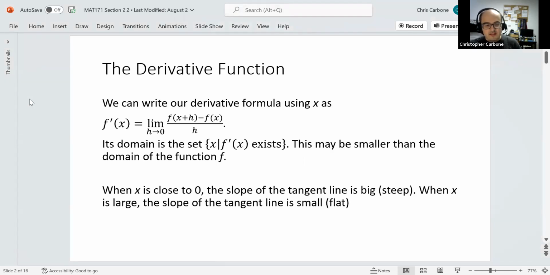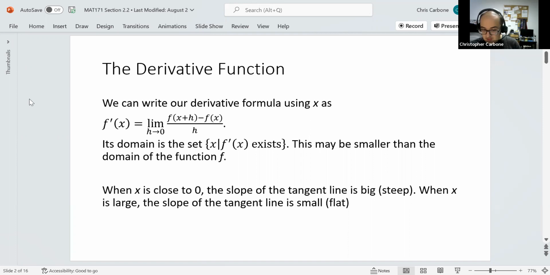We could write the derivative formula using x to create a function as f prime of x is equal to the limit as h approaches 0 of f of x plus h minus f of x, the whole thing divided by h. The domain is the set of all x values where that derivative exists. And this could potentially be smaller than the domain of the function f.